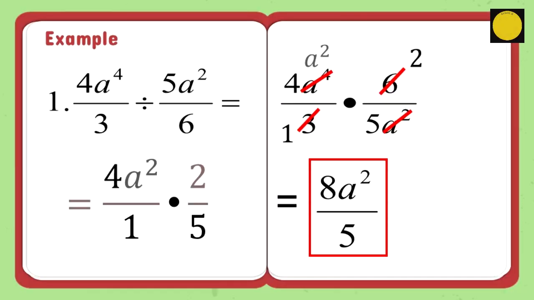Example number 1. 4a to the 4th power over 3 divided by 5a squared over 6. First, reciprocal of the divisor, 6 over 5a squared. Then subtract the exponents. It becomes a squared. Next, 3 and 6 are divisible by 3. So the result is 4a squared over 1 times 2 over 5. To simplify, multiply the numerators and denominators. The final answer is 8a squared over 5.